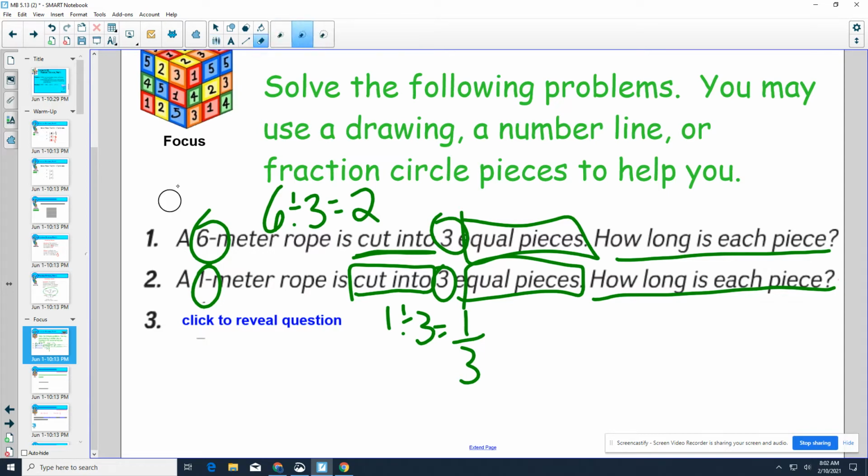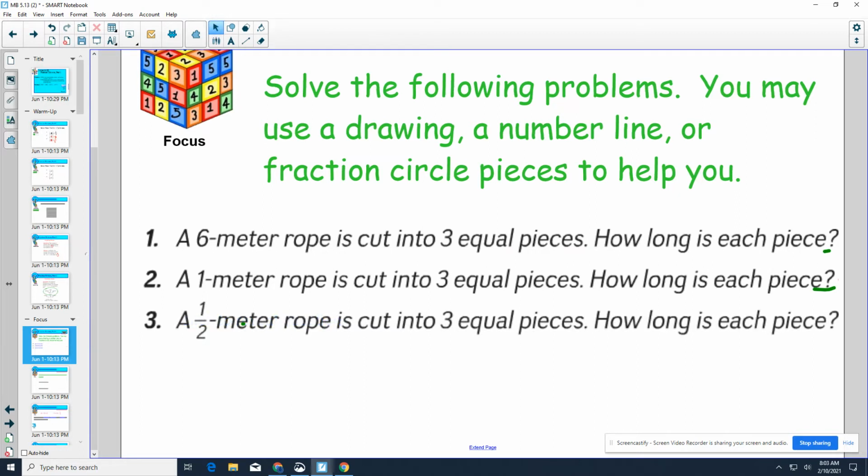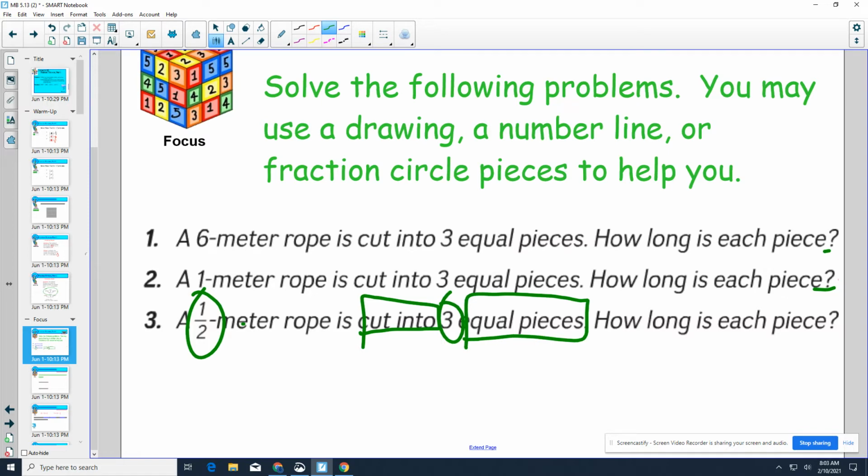I'm going to erase these now so that we have a little more work room on the next one. The last one says a 1/2-meter rope is cut into 3 equal pieces. How long is each piece? Okay, so I have a 1/2 meter. This time I don't have a whole number, it's actually a fraction. Same verbiage though. It's cut into equal pieces, so I know I'm dividing. So I'm dividing 1/2 by 3, which is what our lesson is all about today, dividing fractions by a whole number. Go ahead and pause the video and think about how you could solve that. Could you draw a picture? Do you know an algorithm already that you could use? Go ahead and pause the video and try.